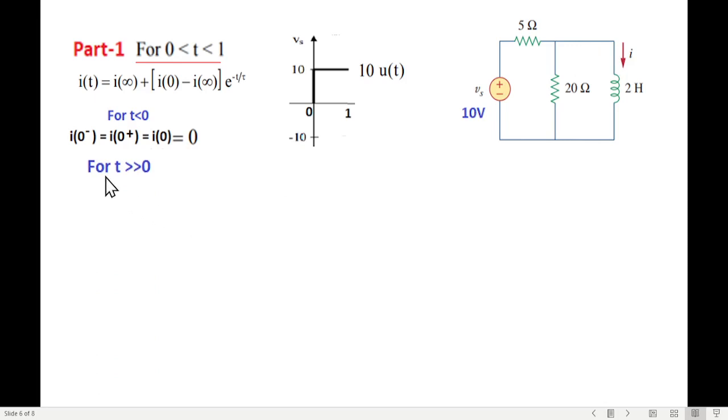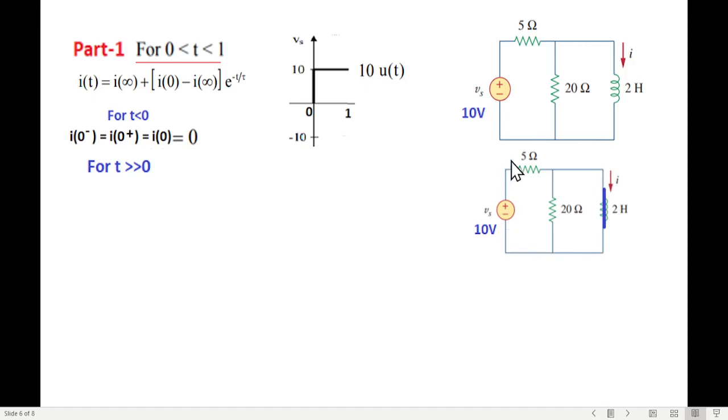Now we come to t greater than 0. Although this is small, all three parameters will be dealt with here. This was the 0 point, this we will say is the transient area, and after that it will become the steady state area. So for t greater than 0, we will calculate the infinity. Now in this area, when it is t greater than 0 or infinity, the circuit is again in steady state condition. And in steady state condition, the inductor will behave like a short circuit.